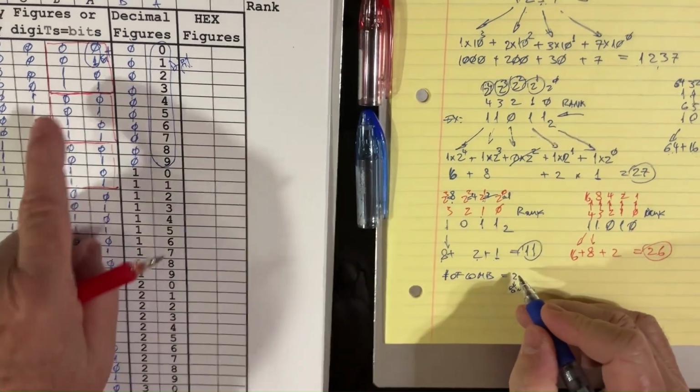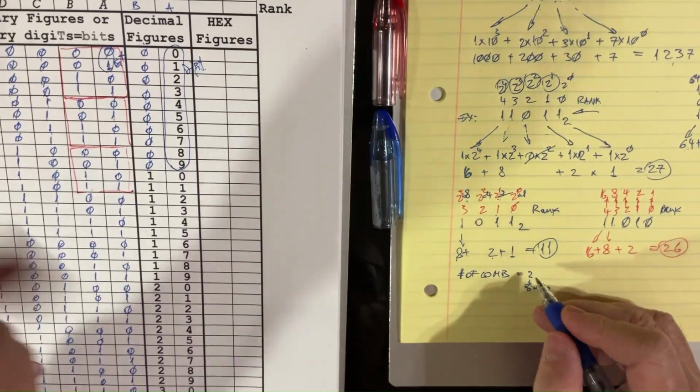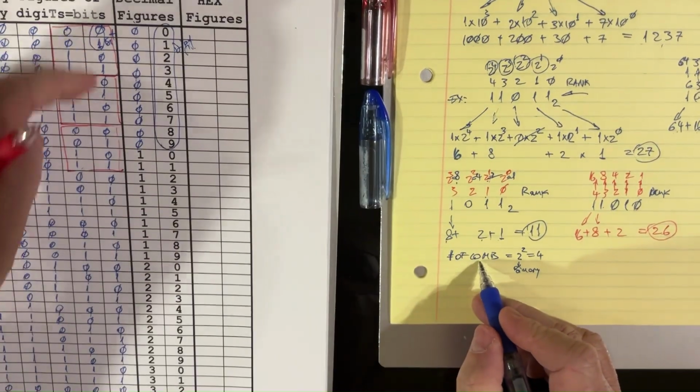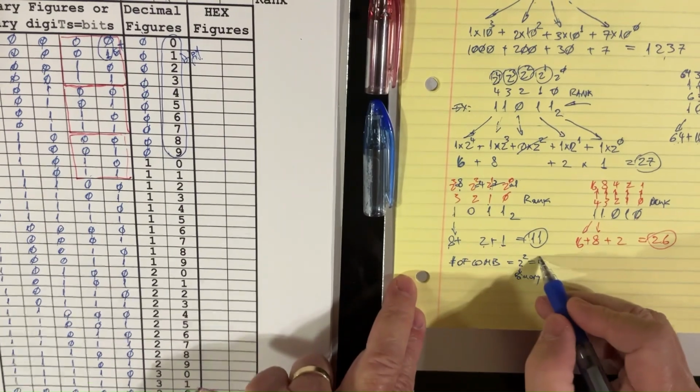The power is given by how many figures you used, how many bits? 2. 2 to the second power is 4. So you find how many ways you have to combine these inputs. 4 ways.